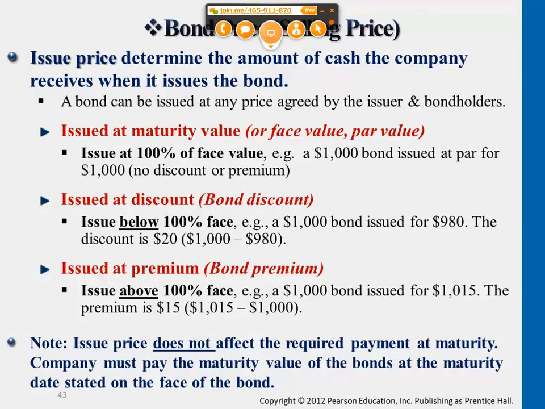So regardless of these cases, at the end, whatever is on the bond certificate, that's the dollar amount at the end the company is paying back to the creditor. Okay, regardless of what they borrowed in the first place, they're always paying off maturity value, face value at the end. So this is why there's a note here. Issue price does not affect the required payment at maturity. So when the note is due, it's always the face value. Company must pay maturity value of the bond at the date stated on the bond and also the dollar amount stated on the bond.